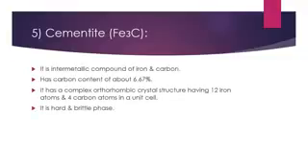Now the next phase is the cementite phase, that is Fe3C. It is the intermetallic compound of iron and carbon. It is called intermetallic because there is a high percentage of carbon in this phase, and due to this a metallic structure is formed in iron. It has high carbon content of about 6.67%. It has a complex orthorhombic crystal structure having 12 iron atoms and 4 carbon atoms in a unit cell. It is a hard and brittle phase.